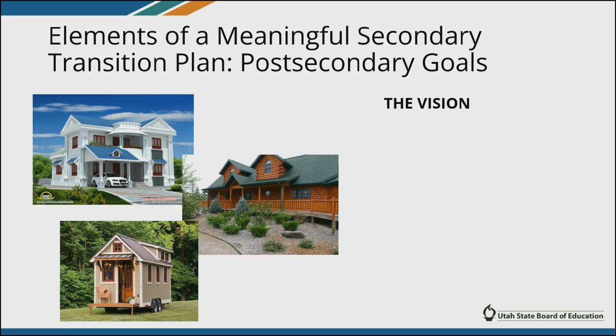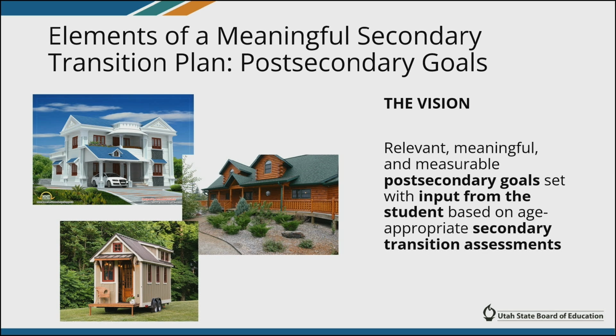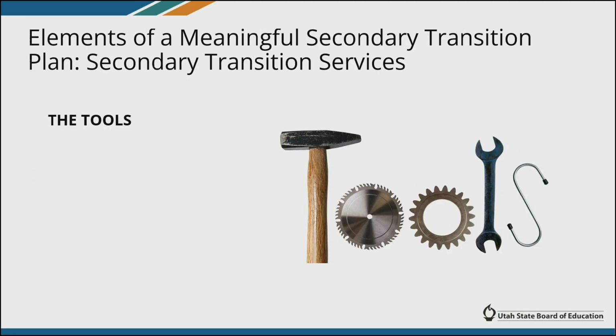The pieces of the Secondary Transition Plan can be compared to the materials needed in a building project. The Secondary Transition Plan is that vision for the student's future after high school. The student and their team need to know where they're going before an appropriate plan can be developed. The post-secondary goals are specific targets set by or with the student that they are working toward for after they exit high school. Robust secondary transition assessment to get to know the student's SPINs is a critical process to inform these goals. Once the vision is determined, then the team identifies the tools or secondary transition services needed to help the student realize their vision.